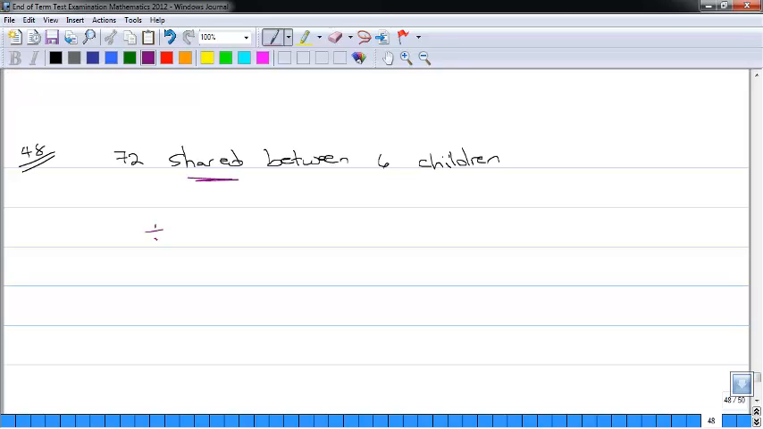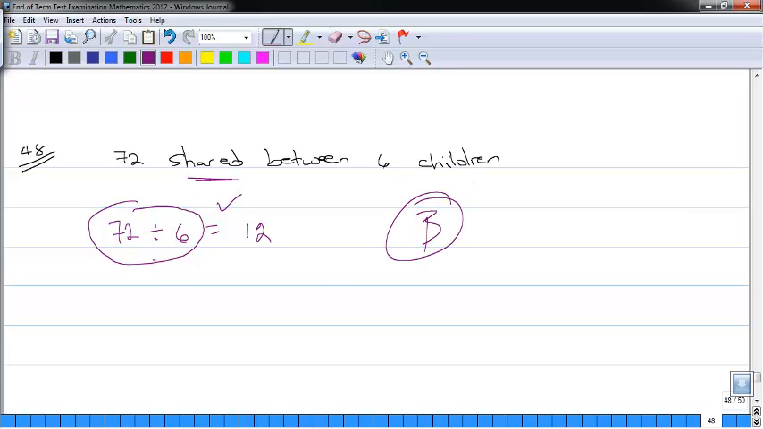So what we need to do now is set this out, and we would say 72 divided by 6, which would give us 12. Now, do we see this 72 divided by 6 anywhere in the responses we have? We have that as B. So our answer is B. 72 shared among 6 students would be written like this.